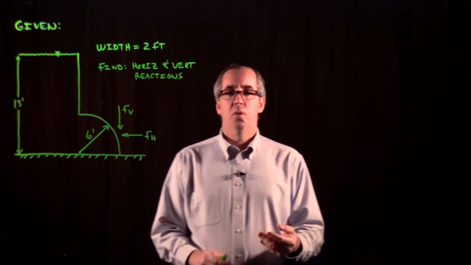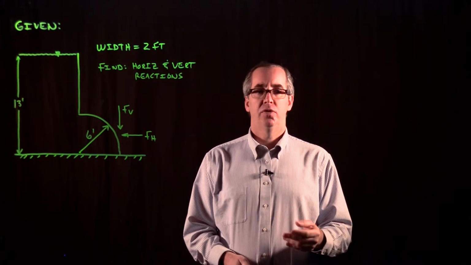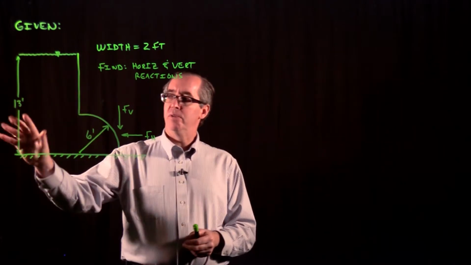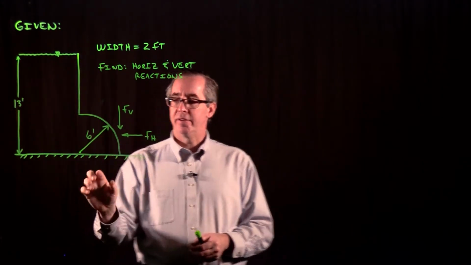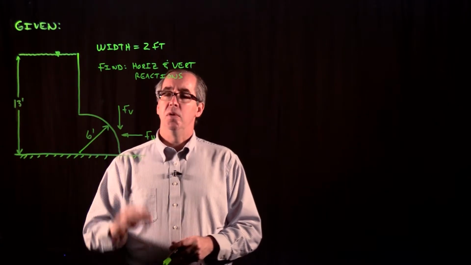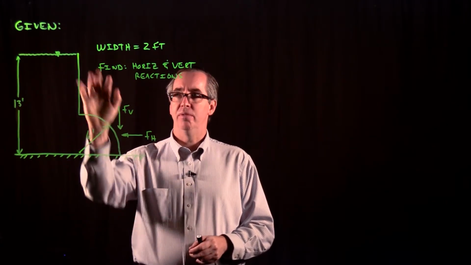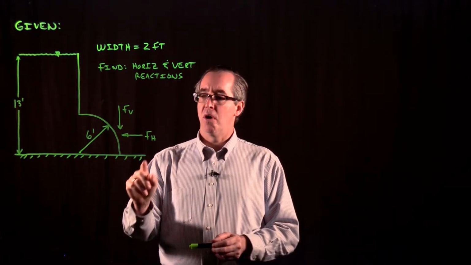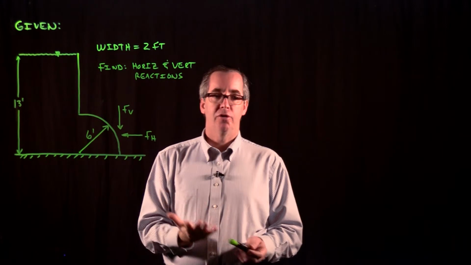In this example, we're going to calculate the hydrostatic force on a curved surface. We're given a reservoir which is 13 feet deep, and it's got a circular gate with a radius of 6 feet. The width of the reservoir and of the gate is 2 feet, going into the board. And what we're trying to figure out are the horizontal and vertical reactions.